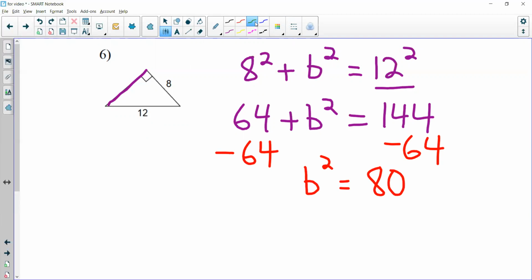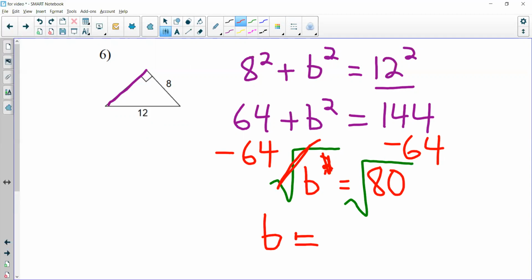Now again on this one, we cannot square root 80 and get a whole number answer. So we'll use a calculator, take the square root of both sides, remembering that the square root of a number squared, they are inverse operations, so they undo each other, and we're left with b is about equal to 8.9 if you use a calculator for the square root of 80.